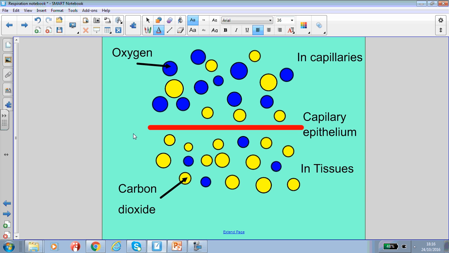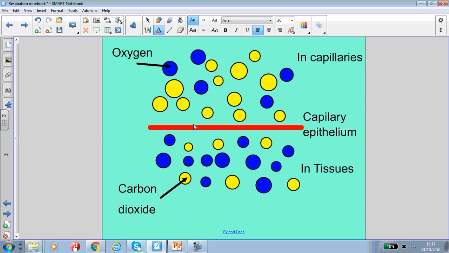The capillary epithelium is one cell thick, simple squamous epithelium. So passage across that is quite easy for gases. The oxygen will move from the blood in the capillaries to the tissues, and the carbon dioxide will move from the tissues into the capillaries. And therefore, we're left with a situation where we have oxygen-rich tissues in order to perform their functions, and carbon dioxide-rich blood, which will return to the heart via the veins and then to the lungs via the pulmonary artery in order to be expired. That is internal respiration.